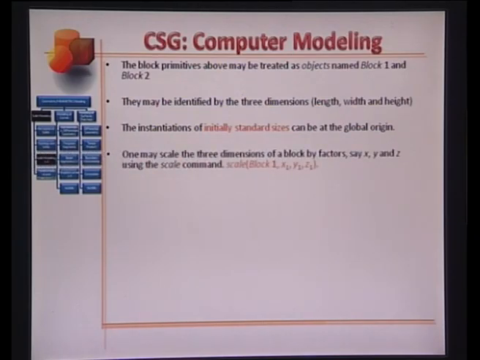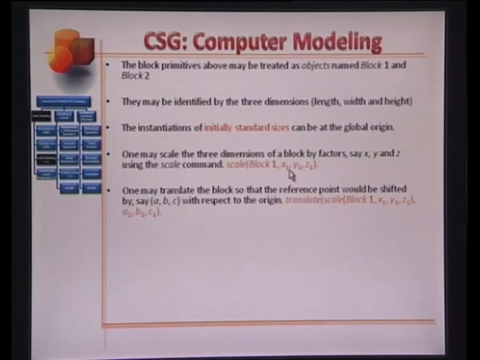One may scale the three dimensions of a block by factors x, y, and z using, say, the scale command. Look at the representation in the red, which says scale block 1 by factors x1, y1, and z1. This is the scaling operation. One may translate the block so that the reference point would be shifted by, say, coordinates A, B, and C with respect to the global origin. This command is represented by translate scale block 1 with factors x, y, z and translate by coordinates A1, B1 and C1.